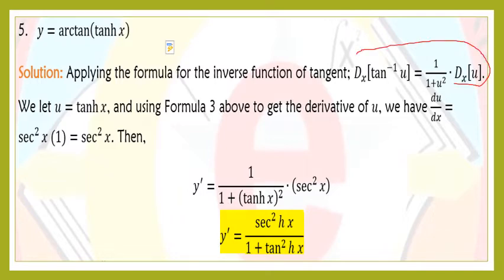So, gagamitin natin to para makuha natin yung derivative ni arctan. And then, ilalagay natin na u dito is si tangent h of x. Okay. And then, after that, using the formula 3 above, yung sa hyperbolic functions to get the derivative of u. So, we have d over dx.